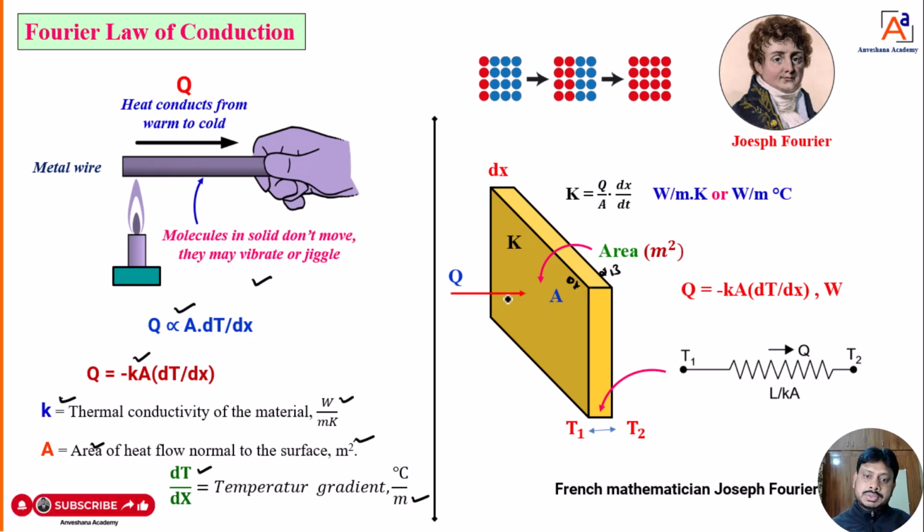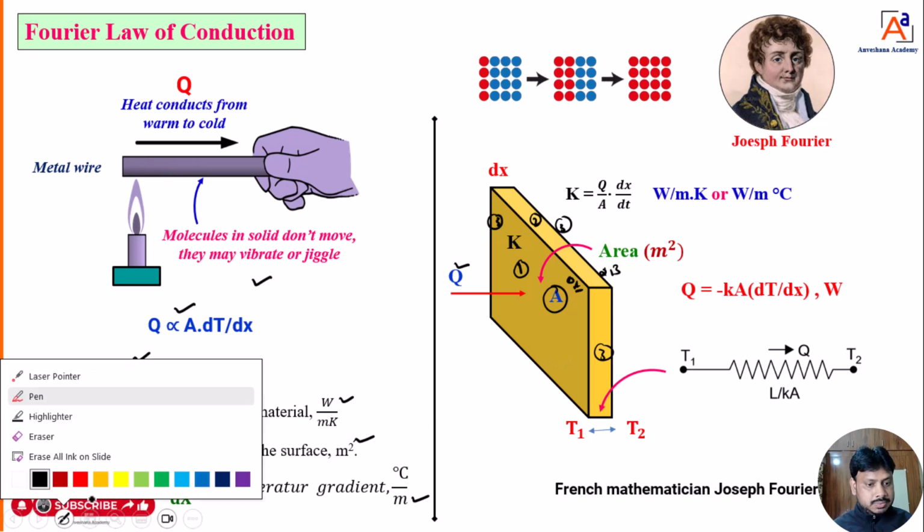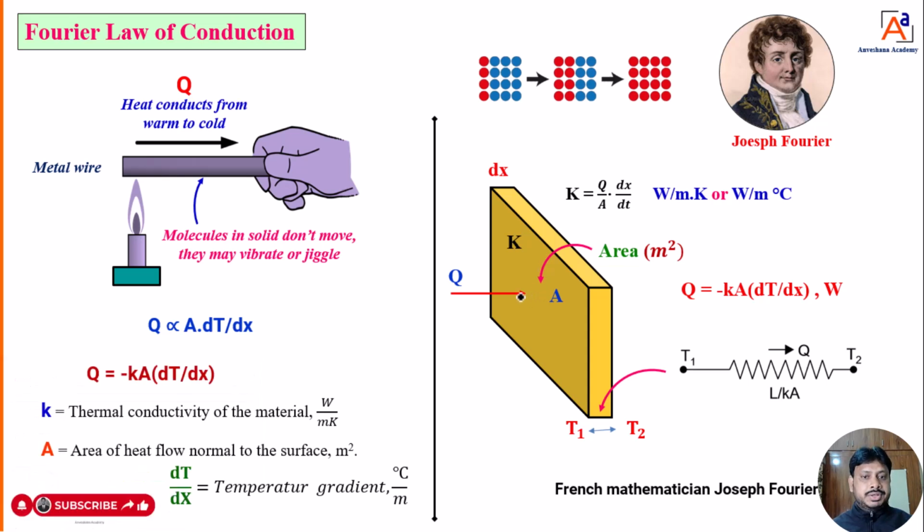Then I will try to supply heat at one face, that means face A. Then that face A having any area, I will represent that area as capital A. That area must be perpendicular to the direction of heat flow. Dear students, when you take this metal plate, it has an area here, here, and here, on this side, this side, this side. It has a lot of areas, six areas. But according to Fourier, we have to take an area that must be perpendicular to the direction of heat flow.